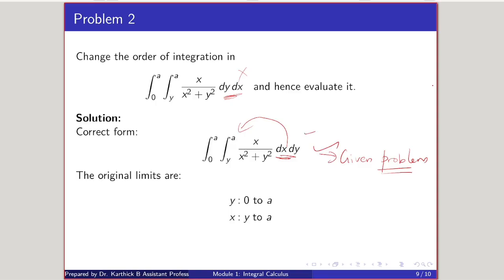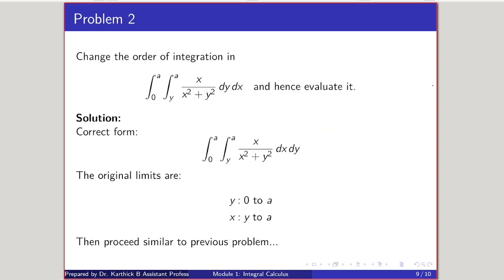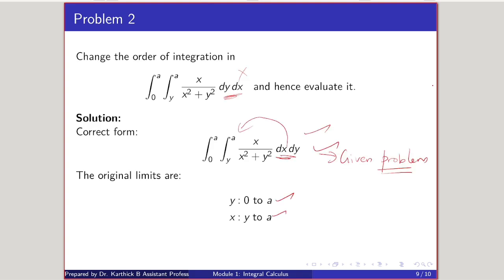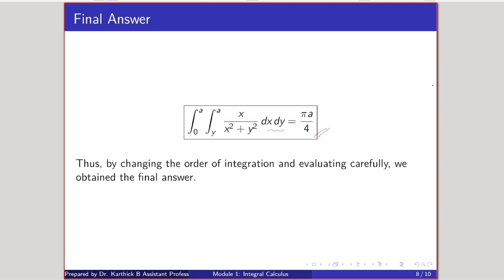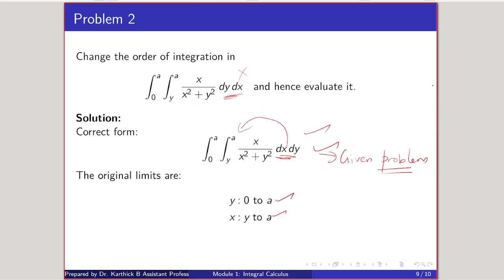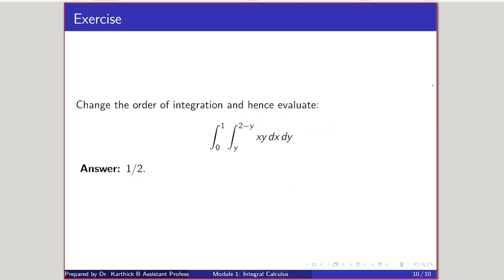Now we have to take this as the given problem, and the limit of x will be from y to a, and the limit of y is from 0 to a. So similar to the previous problem, you will proceed with the procedure, and you will get the same answer as I got previously. You will get pi a by 4. And you may take a similar problem as an exercise: you have to change the order of integration and hence evaluate it. I have given the final answer as 1 by 2.